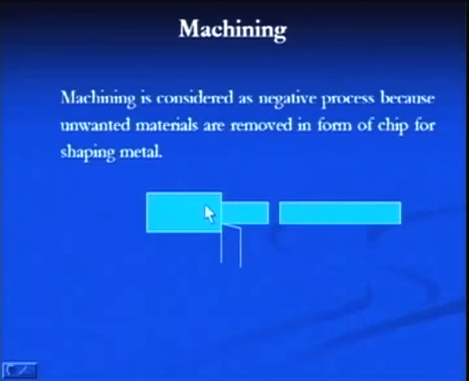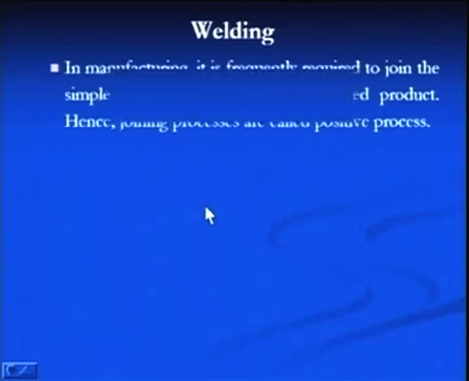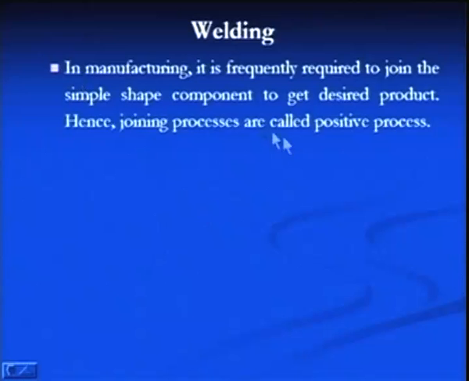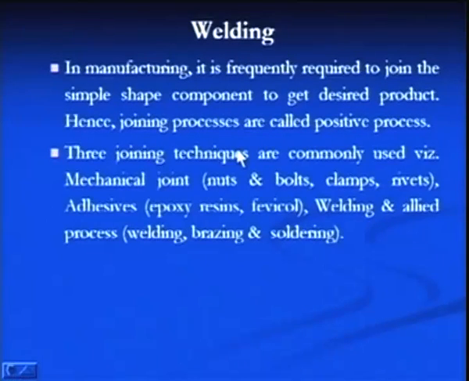considered negative processes. On the other hand, welding processes are ones in which addition of the material is frequently used to get the desired size and shape. These processes in manufacturing are frequently used to join simple shape components to get the desired product, hence these joining processes are called positive processes.